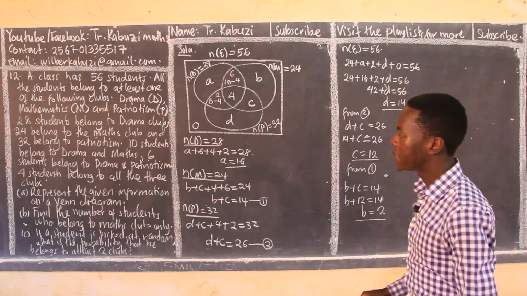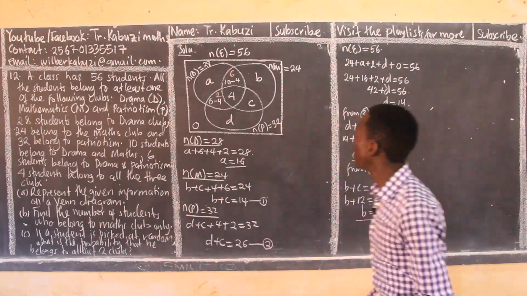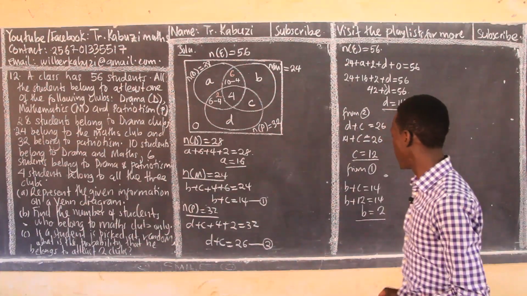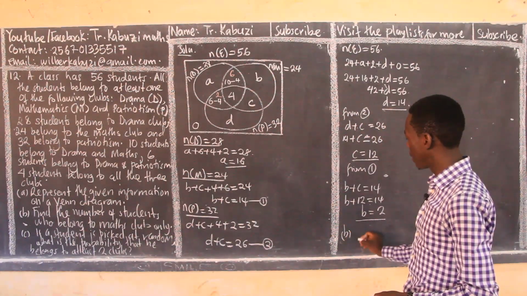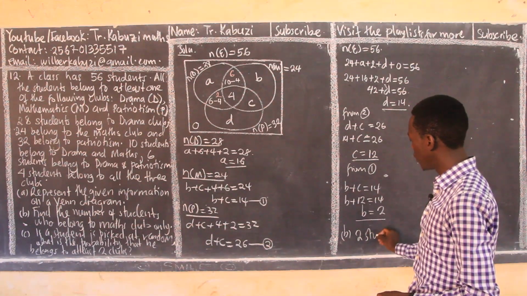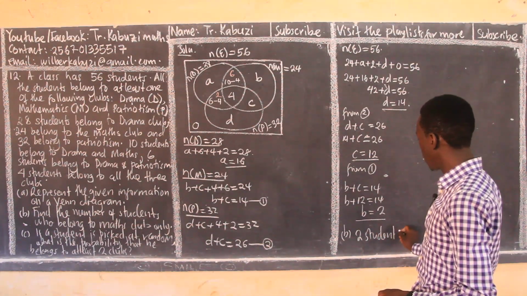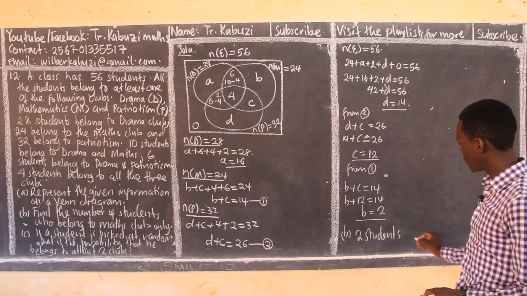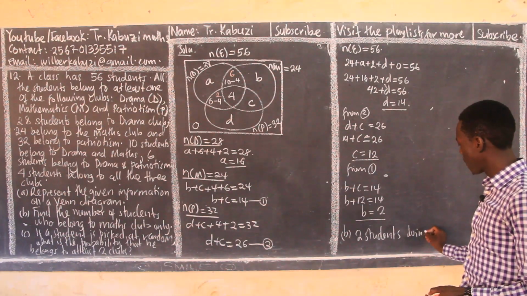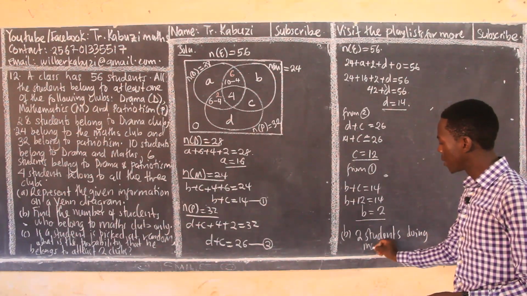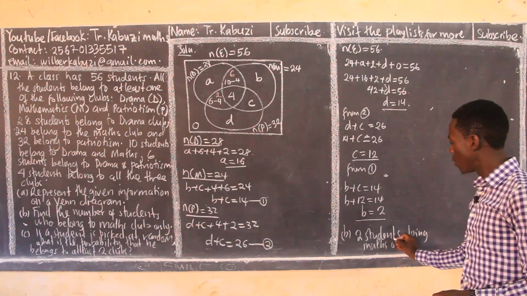So now in my part B, math only, these are the math only. They have my part B, there are 2 students doing math only.